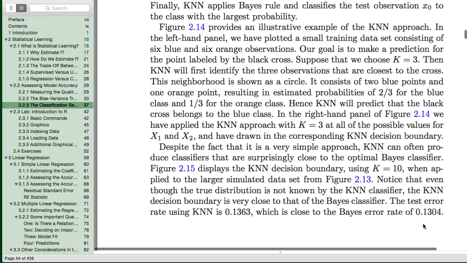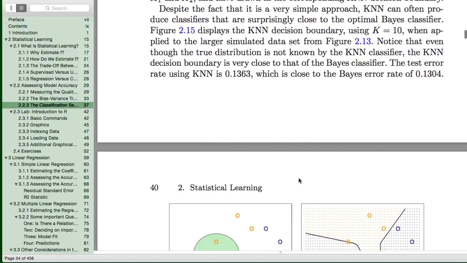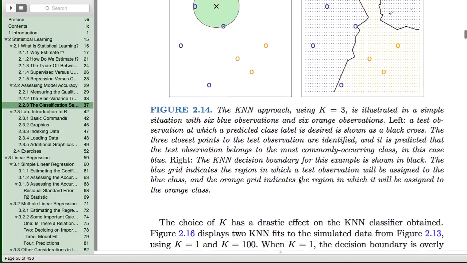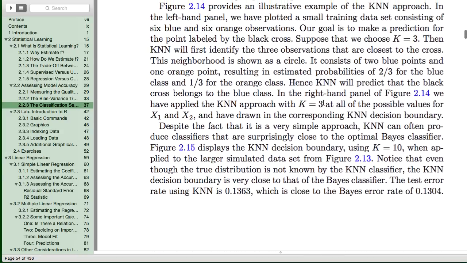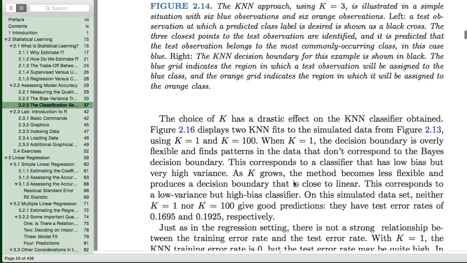The algorithm is very simplistic, and there's not really a good explanation for it. There's not really any kind of inference behind K nearest neighbors. It's a very flexible approach, and it can be made much more flexible by choosing a smaller value of k. In fact, it can become ridiculously flexible. It becomes more flexible with a smaller value of k. Sorry, not a larger value.